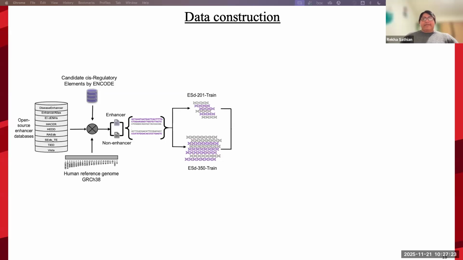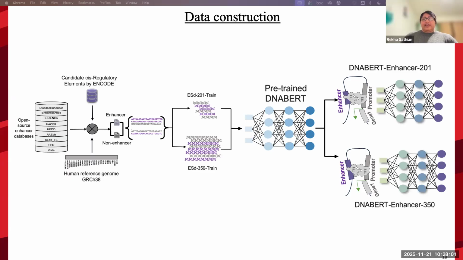For the negative set, we sampled regions of the human reference genome that did not overlap with any known or predicted enhancers from these combined sources. This step was crucial for reducing label noise and improving the reliability of the training data. We maintained a 1:1 ratio between both class sequences in both the datasets. Together, this strategy allowed us to build a clean, balanced, and biologically grounded dataset that the model could learn from effectively. Now, using these two datasets, we fine-tuned the pre-trained DNABERT model, resulting in two fine-tuned models, named DNABERT-Enhancer 201 and DNABERT-Enhancer 350.